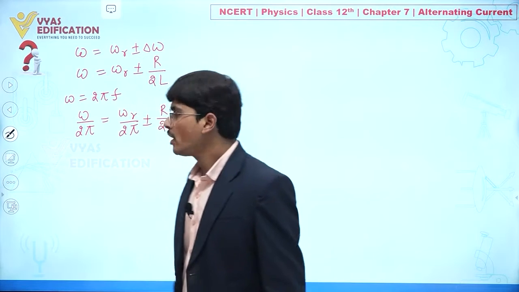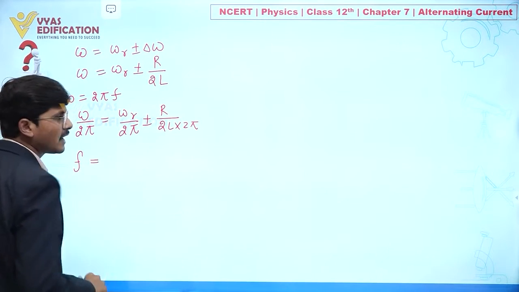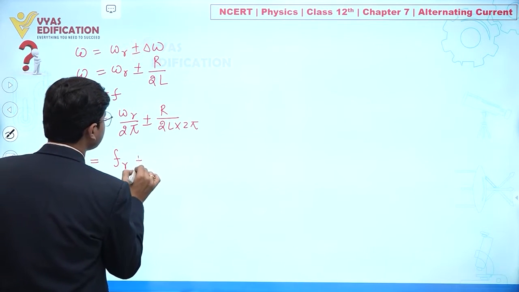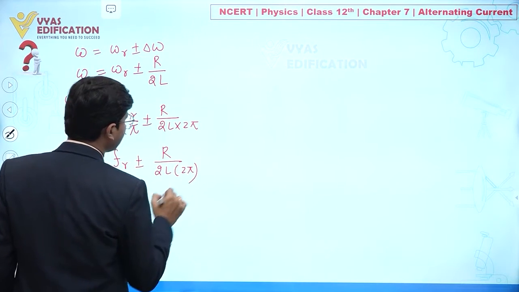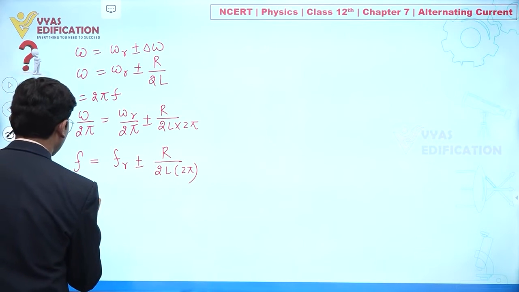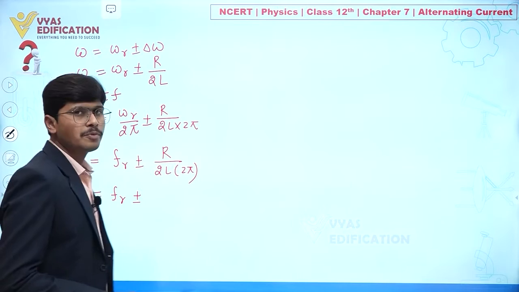Clear to everyone? Now from here you can find this frequency in terms of f, or we can say hertz. We can say this is f_r plus minus r by 2L, and this is 2π. Now actually you can also write it like this, f equal to f_r plus minus. Now you can put all values.